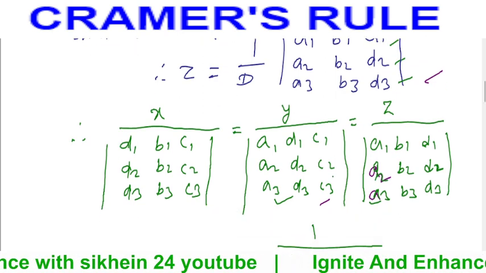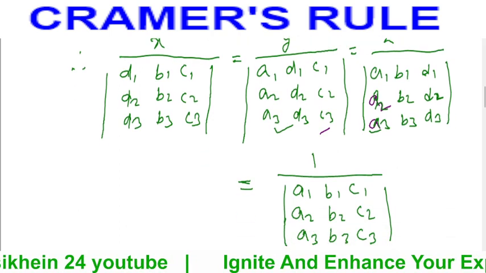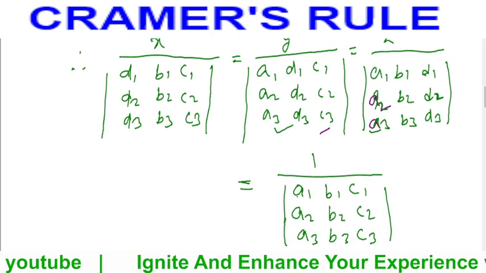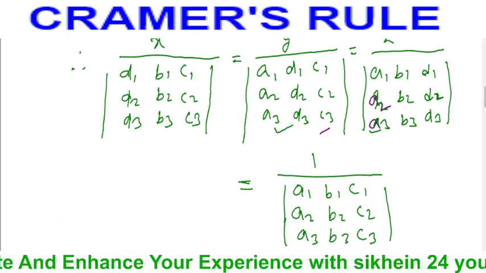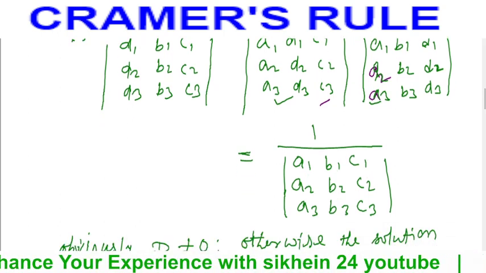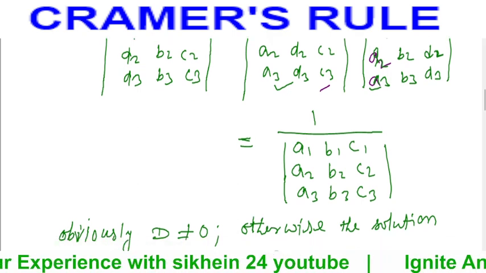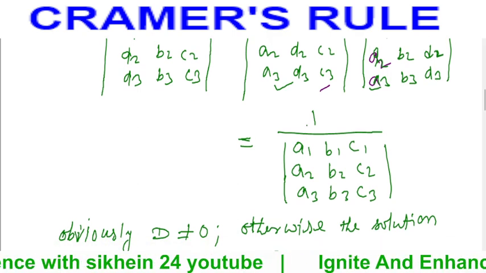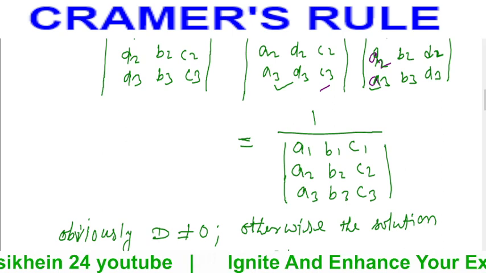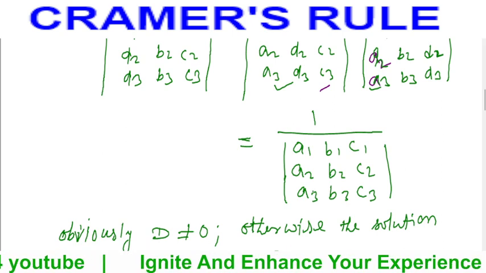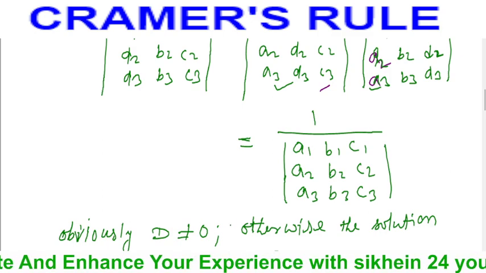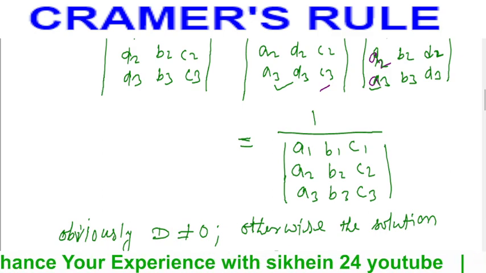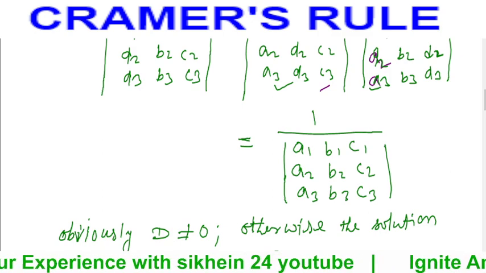So now what can we write? The determinant D with a1, a2, a3, b1, b2, b3 and c1, c2, c3. Obviously D is not equal to 0, otherwise the solution will be infinite. D is not equal to 0, because if D is equal to 0, then there will be infinite solutions. Right?